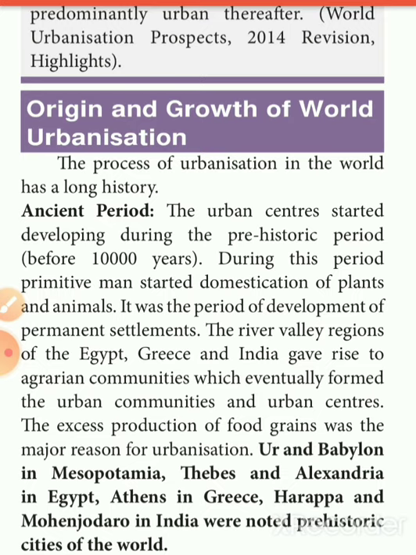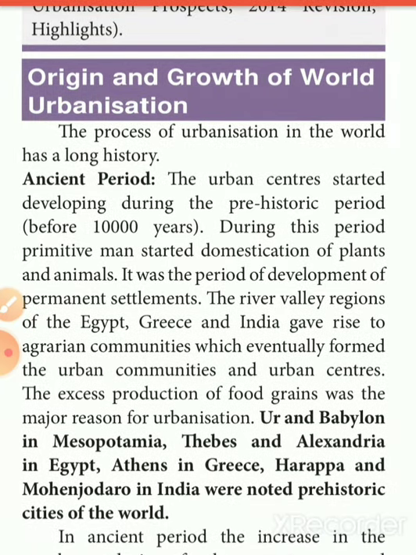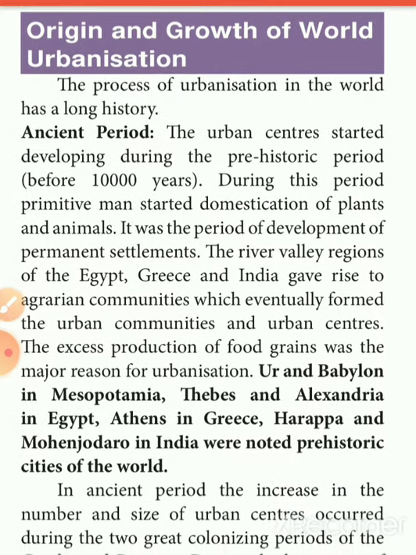During this period, primitive man started the domestication of plants and animals. About 10,000 years ago, the prehistoric man, the forerunners of humans, started rearing plants and domesticating animals. And it was the period of development of permanent settlements.